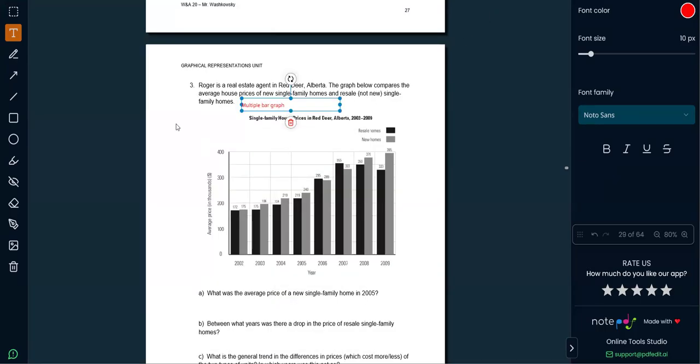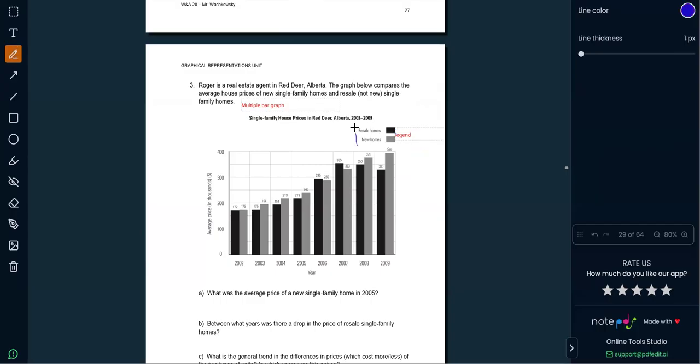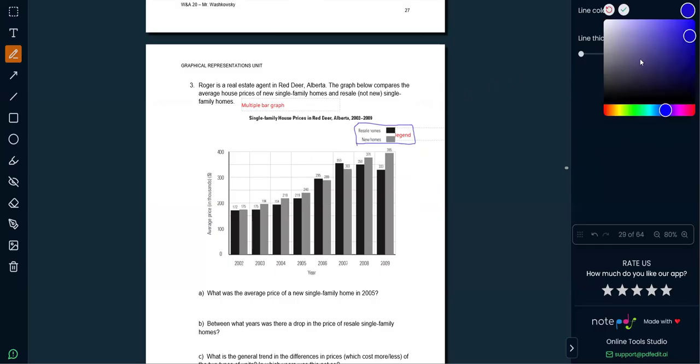Now, one thing I do want to note, though, is if we have more than two things, what can you see here? You can see that we have a legend. You need to have a legend if you have more than one option, right? It shows this color is for this thing. So very important to be able to do that.